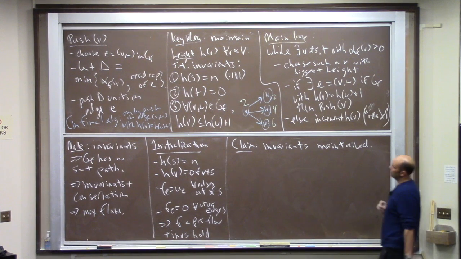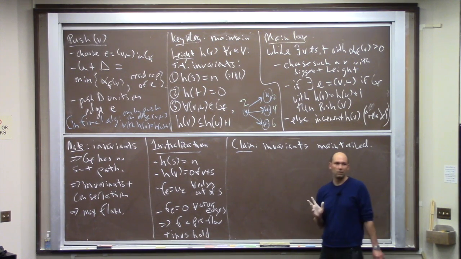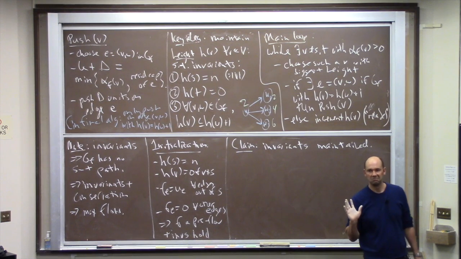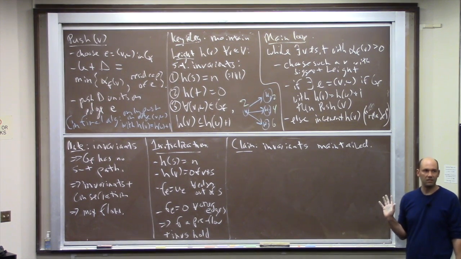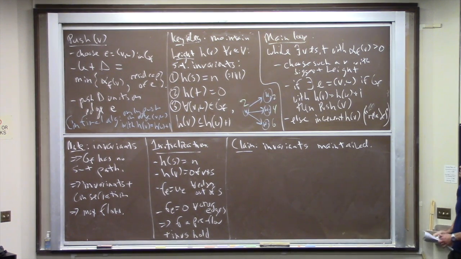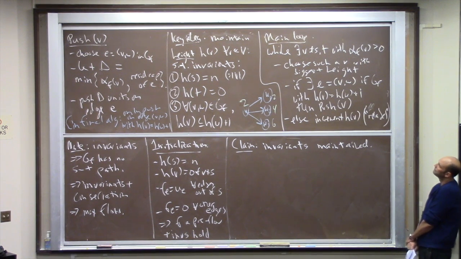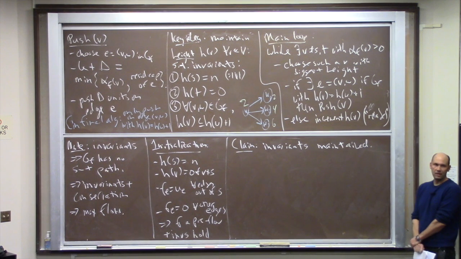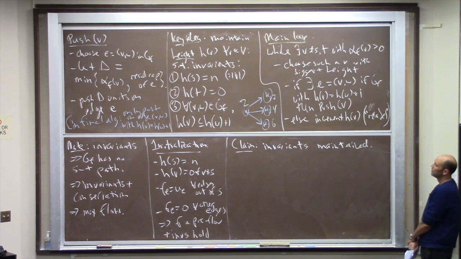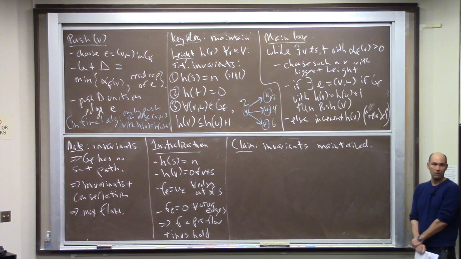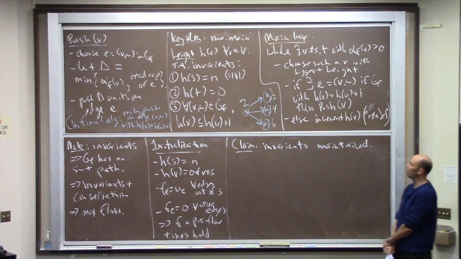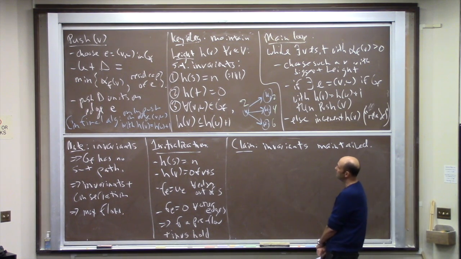Okay, so the first two invariants are fine. We never relabel the source, we never relabel the sink. So the heights of S and T stay at n and zero forevermore. So it's this third invariant that we have to think about. And the algorithm does two different things. It can either push or it can do a relabel. And we have to argue for both of them that neither one can mess up the invariant.